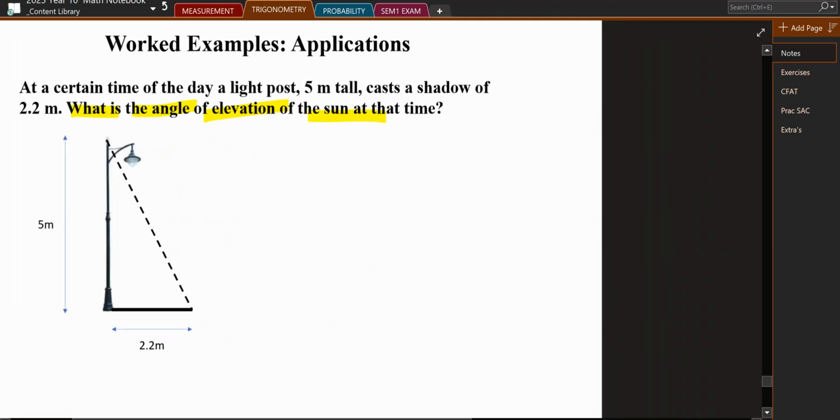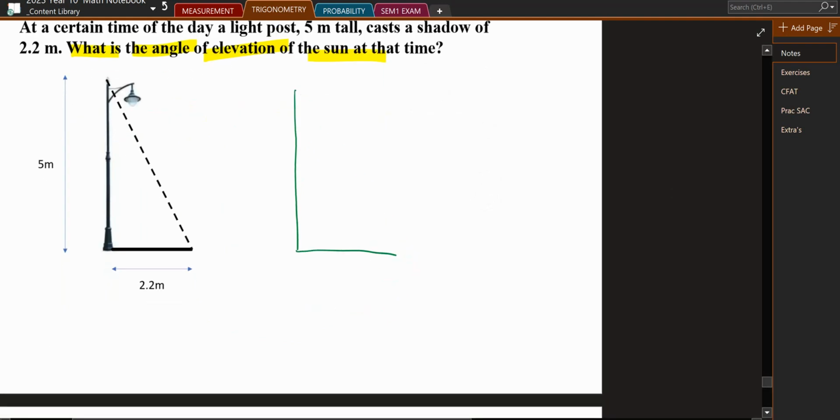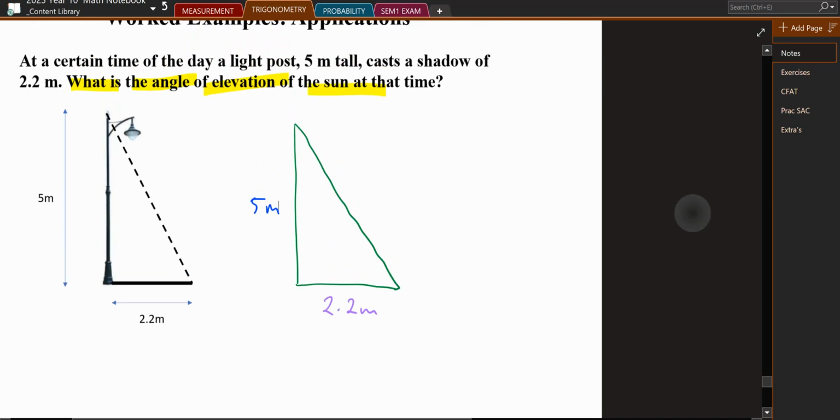You could potentially redraw this, because there are going to be questions where it's just words and you need to be able to draw the diagram. So practice redrawing your questions. I would recommend that you practice redrawing the questions so you can actually know what to do. So you know that down here, you've got a shadow that's 2.2 meters and the height of the lamppost is 5 meters. Now, if you're looking for an angle of elevation, where would that be?